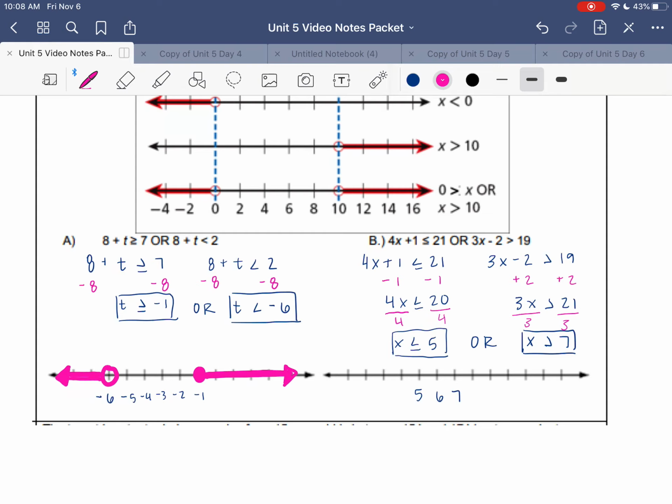If we say x is less than or equal to 5, we'd have a closed circle at 5, and less than would go to the left. If we have x greater than 7, we would put an open circle at 7 and go to the right. So this union has most numbers, actually, other than just excluding a few numbers between 5 and 7.